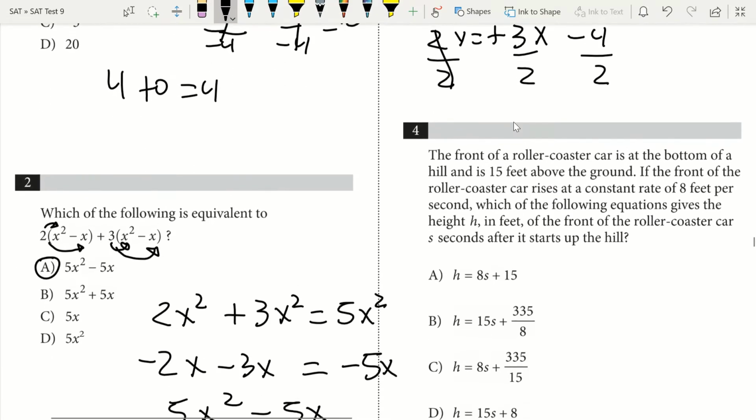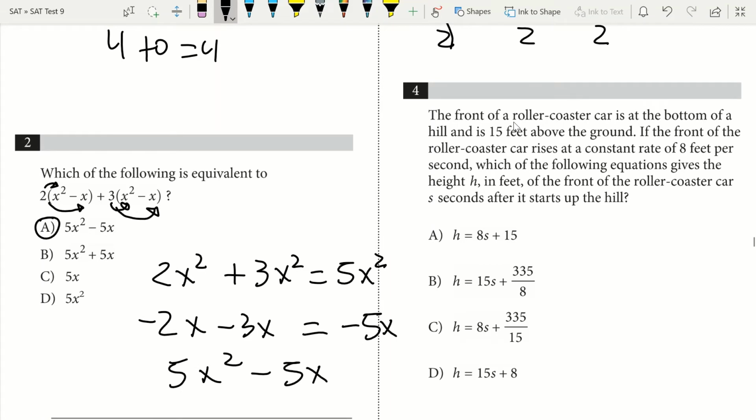All right, question 4. The front of a roller coaster car is at the bottom of a hill and is 15 feet above the ground. All right, so we know it's positive 15 feet above the ground. If the front of the roller coaster car rises at a constant rate of 8 feet per second, which of the following equations gives the height h in feet of the roller coaster car s seconds after it starts up the hill?